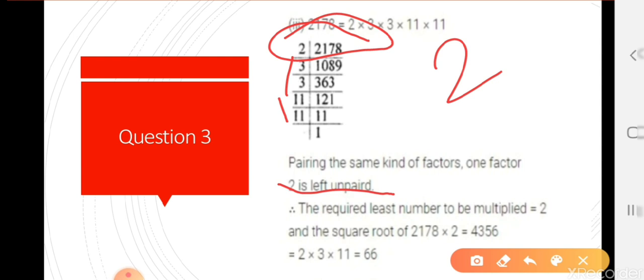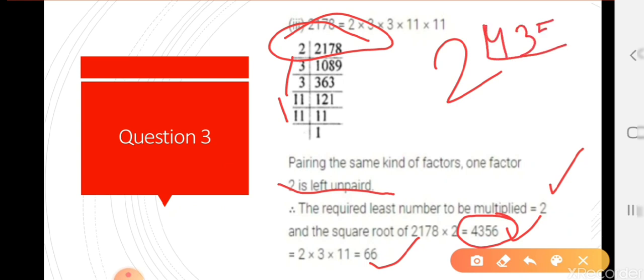So we can say that if 2 is multiplied into 2178, it will be a perfect square and 2 will get its pair. The required least number to be multiplied is 2, and 2178 into 2 will be 4356. When we take out the prime factorization of 4356, the square root answer you will get is 66.